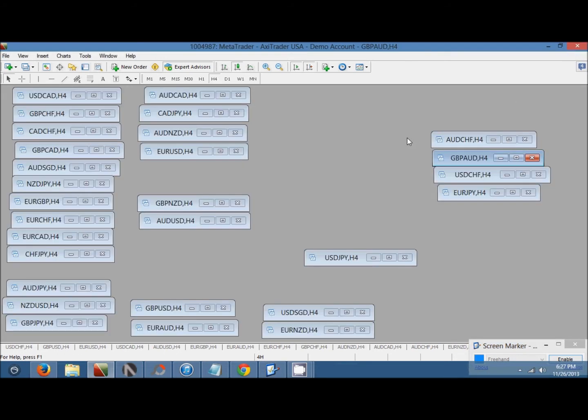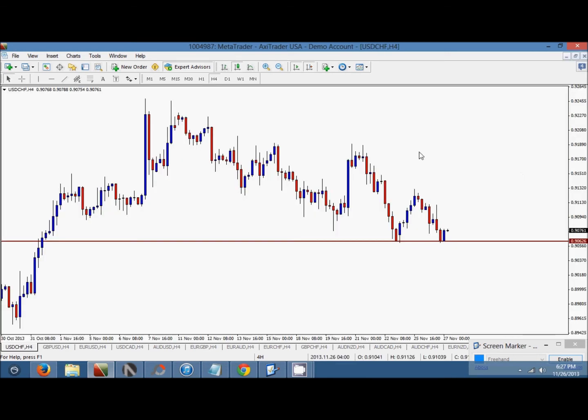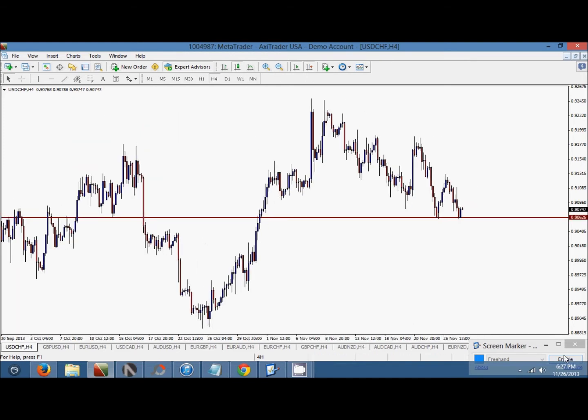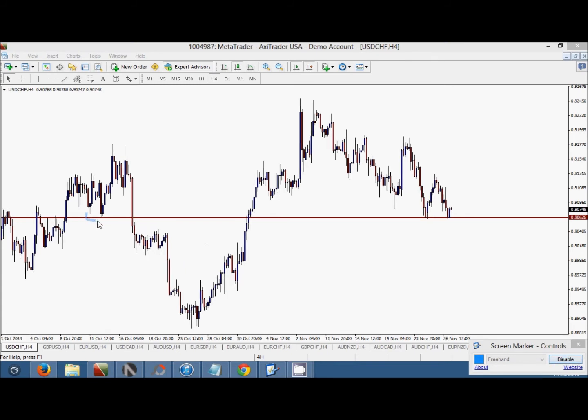Next chart we're going to be looking at is the US dollar Swiss franc on the 4-hour chart. Now if we take a look, I drew this support and resistance zone right here. If we zoom out a little bit, we can see we have some touches back in this area right here. Some wick touches in here. A little bit of resistance right here.